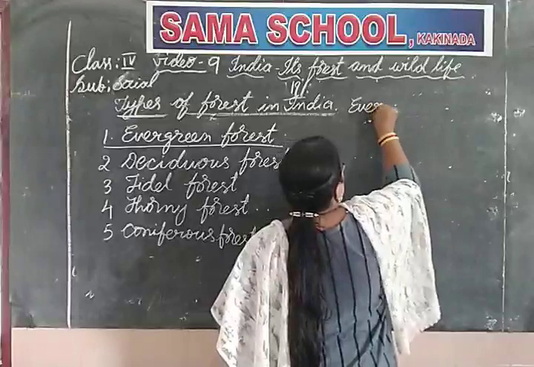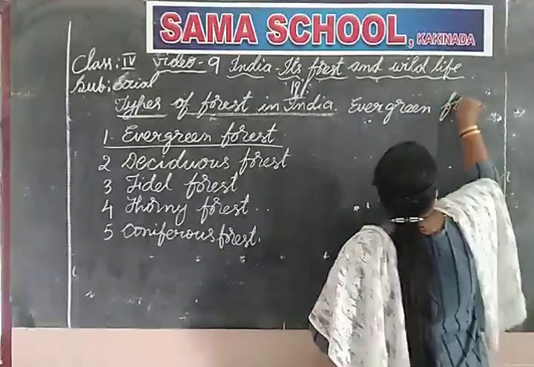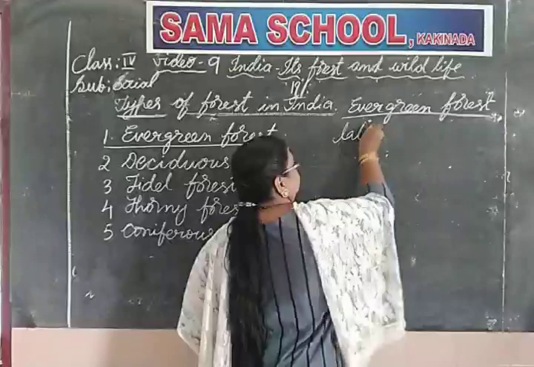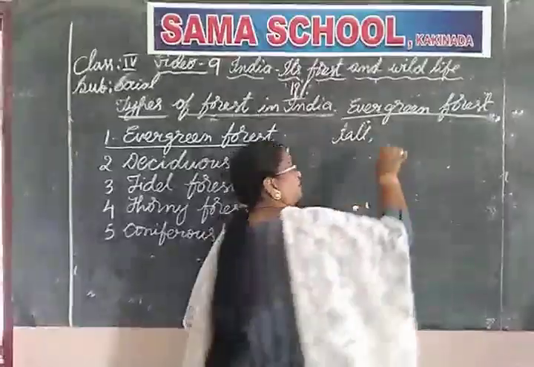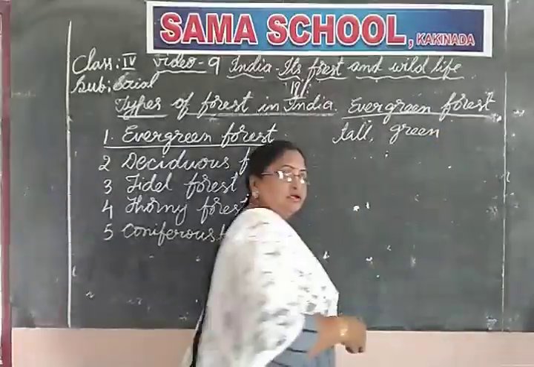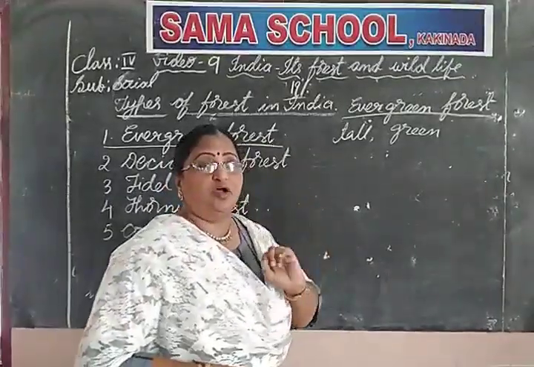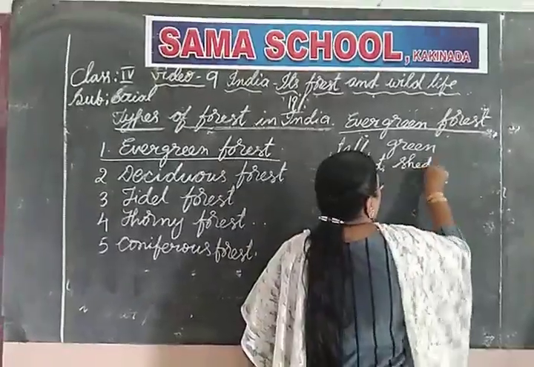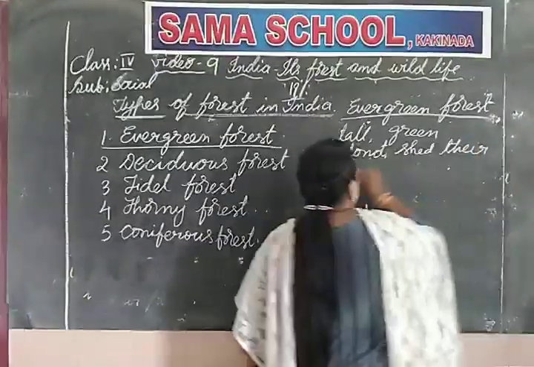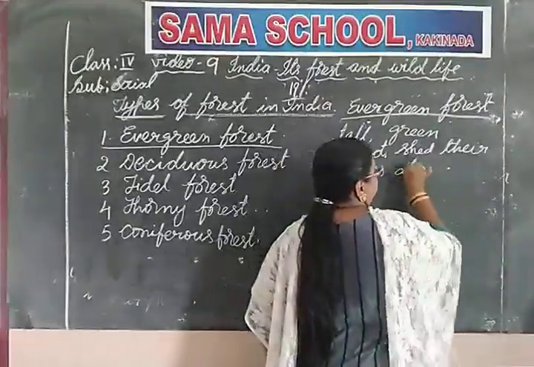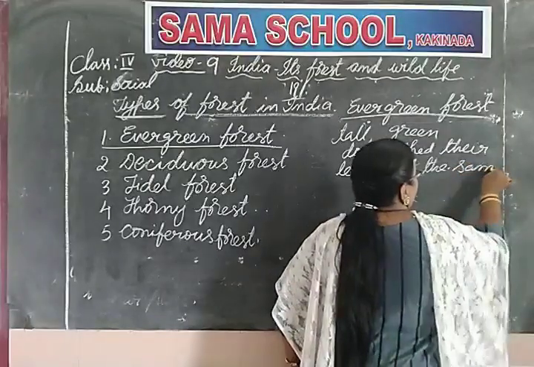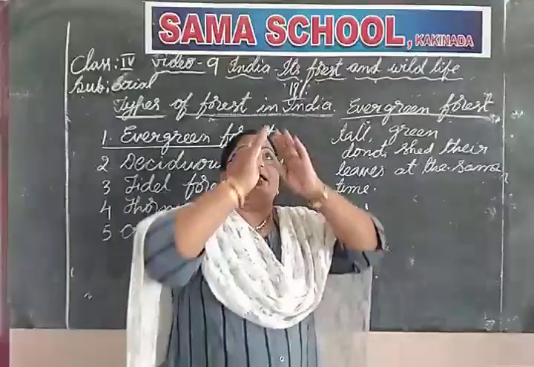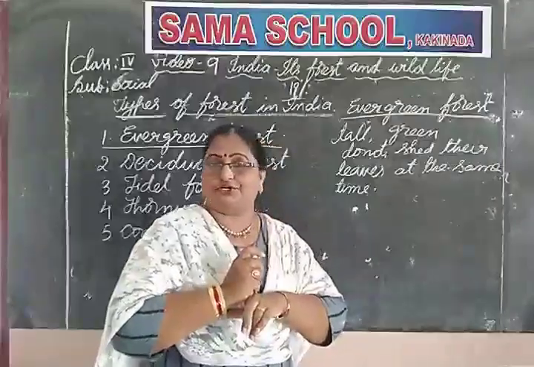Evergreen forest. What are the qualities of these evergreen forests? These trees are tall, and they are green throughout the year. They do not shed their leaves at the same time. And one more thing is, they form a broad canopy at the top.